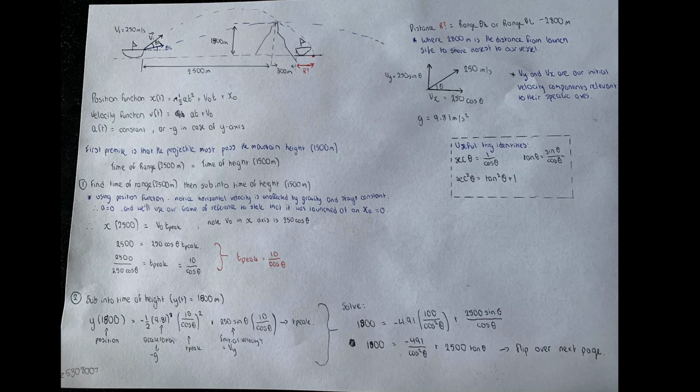For further rearrangement, you can use the useful trig identity in the little box at the top right, which states that tan theta is equal to sine theta all over cos theta. Just below that, we apply it so that we get 1800 is equal to minus 491 all over cos squared theta plus 2500 tan theta.